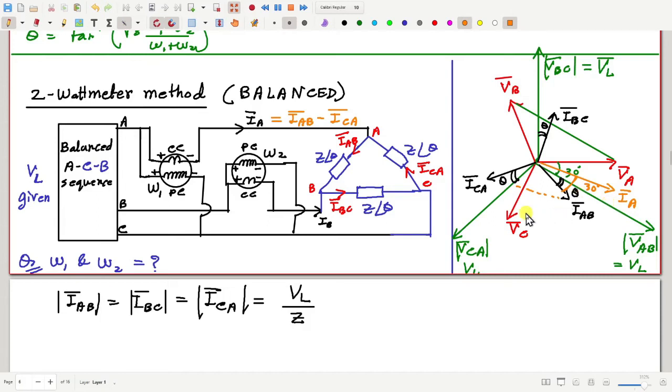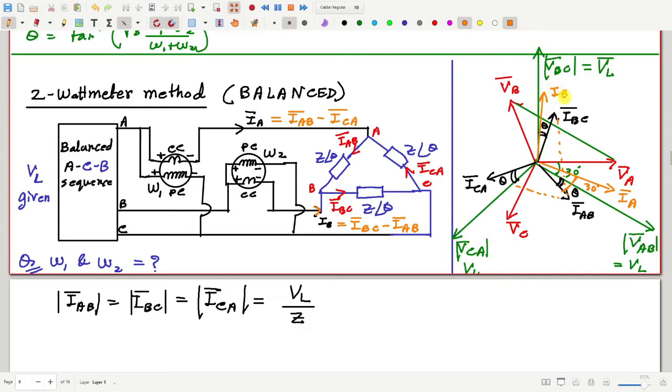Please check. Then what about IB? IB is IBC minus IAB. Okay, so BC minus AB. Where is BC? BC is here, minus AB. So that is this line, which will be now it's getting a bit difficult to draw here, because I haven't done it very accurately, but anyway, still try it.